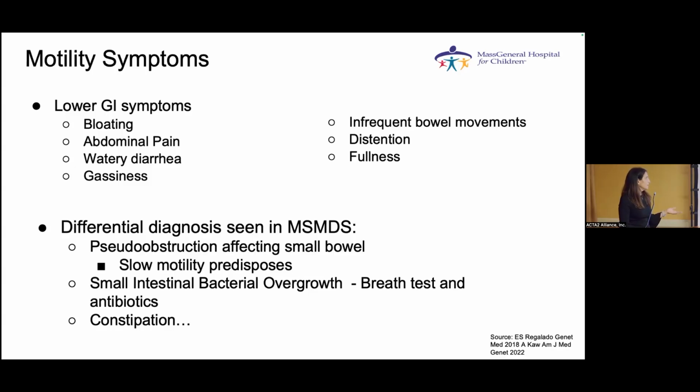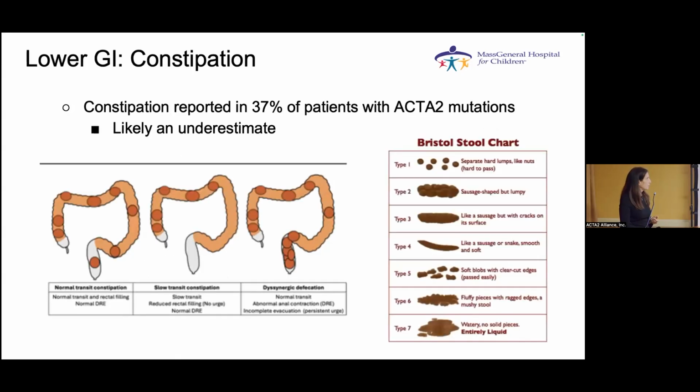The most important thing, though, that I want to spend the most time talking about is the constipation, because from the patients that I see with MSMDS, that seems to be where the biggest challenges are and the biggest concerns I have with my patients. So in terms of constipation, it's been reported in the literature that up to 37% of patients with ACTA2 mutations have constipation. I personally believe, based on the patients that I've seen, and based on the basic science research, that it's probably a much higher percentage.